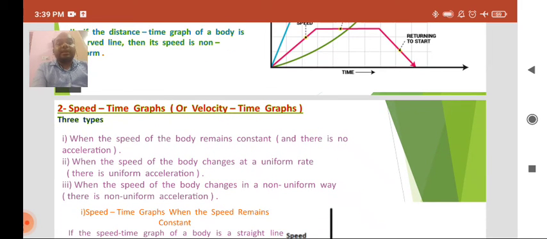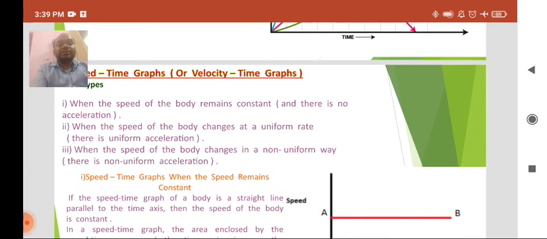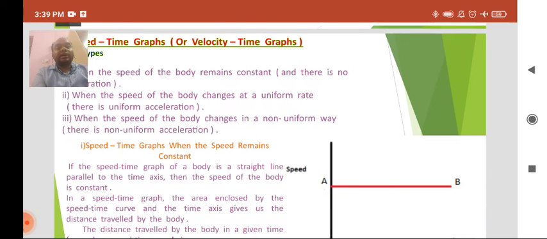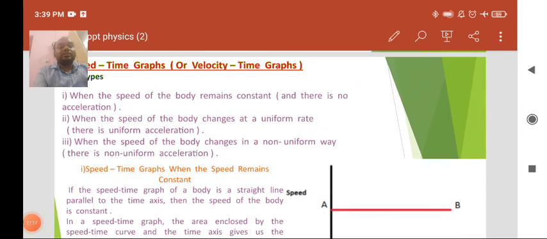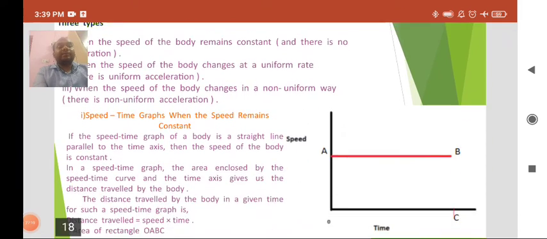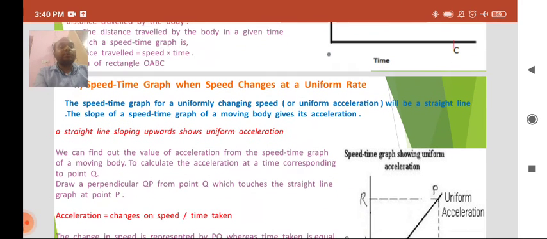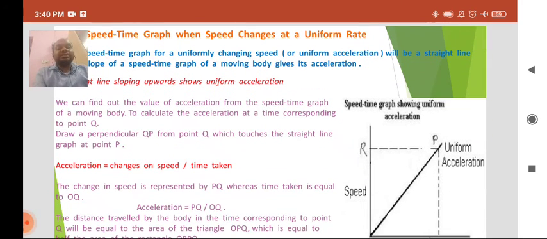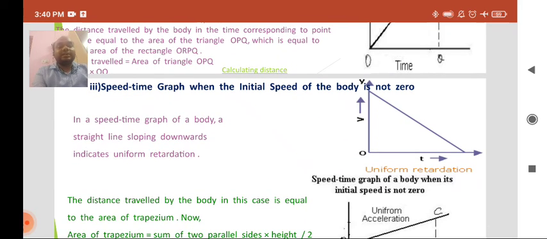The speed-time graph is also known as the velocity-time graph. There are three types. The first is when the speed remains constant. This type of graph represents constant speed. Third, a straight line sloping upward shows uniform acceleration. Acceleration means change in speed upon time taken. According to the question, you will get the result: the speed-time graph when the initial speed of the body is not zero.